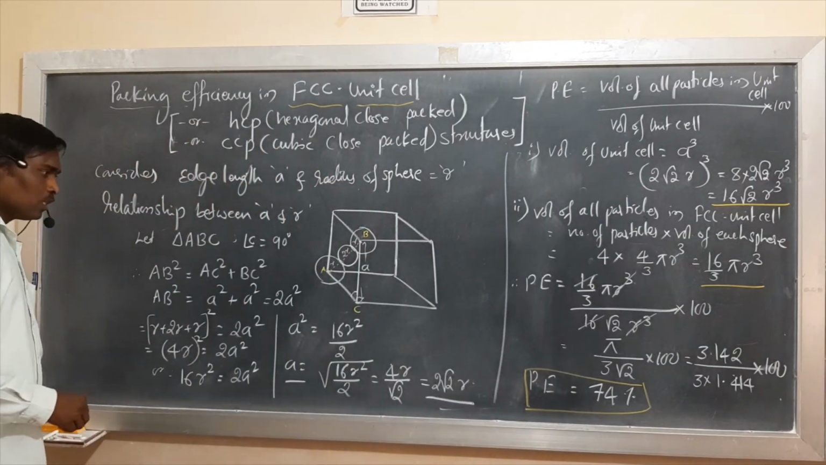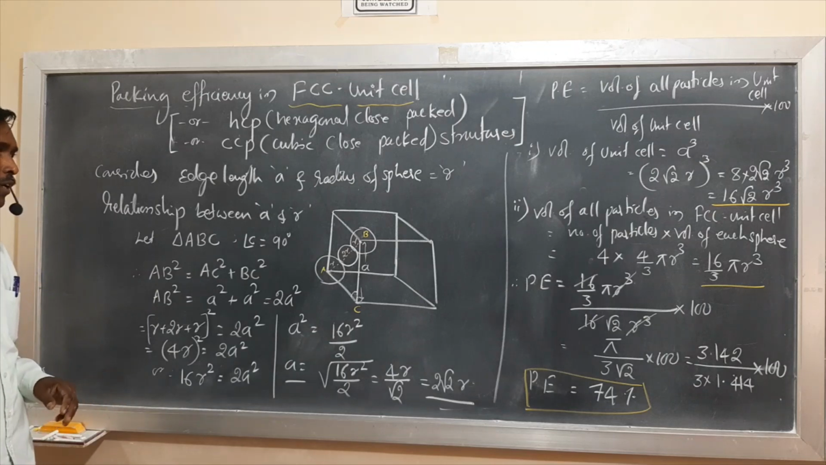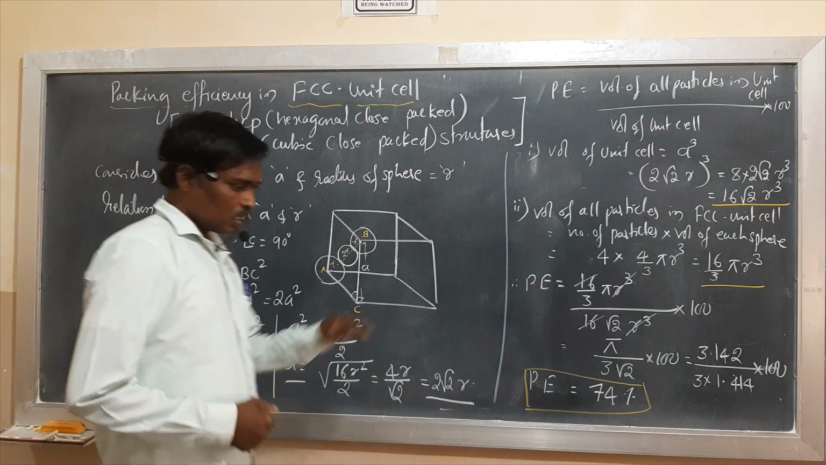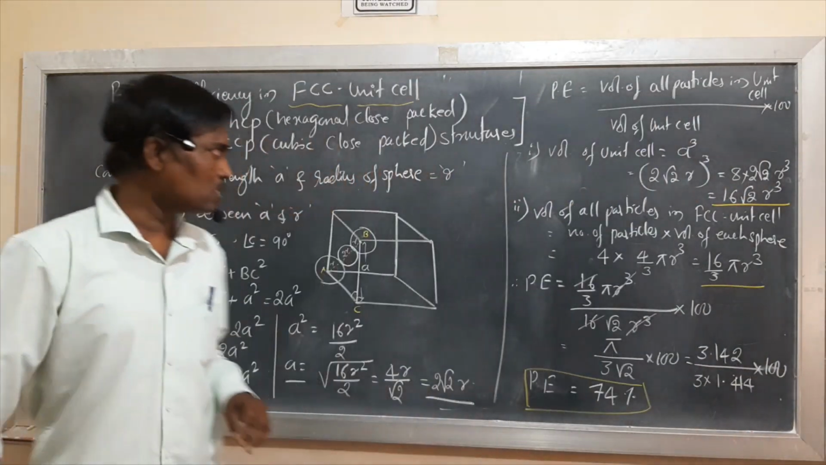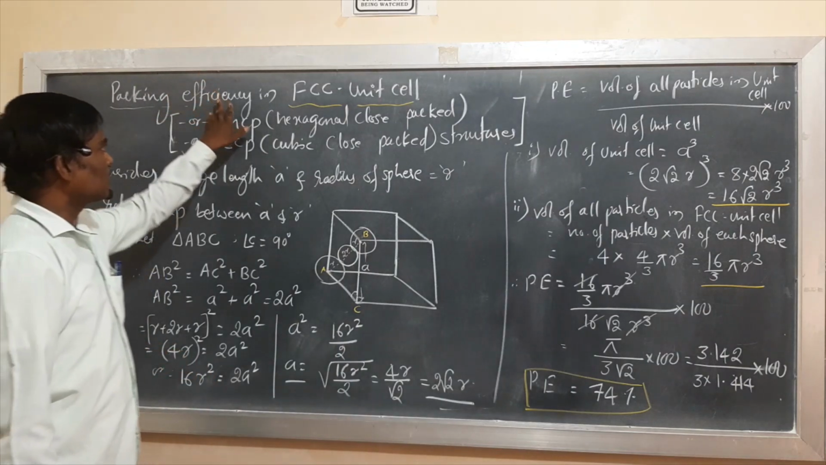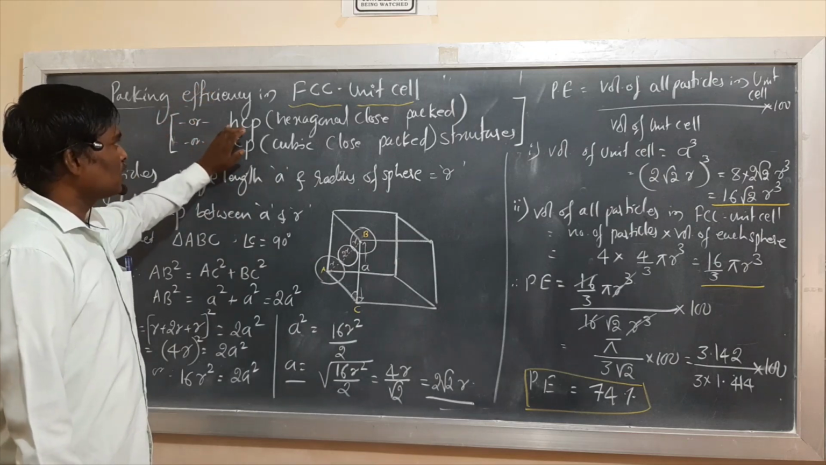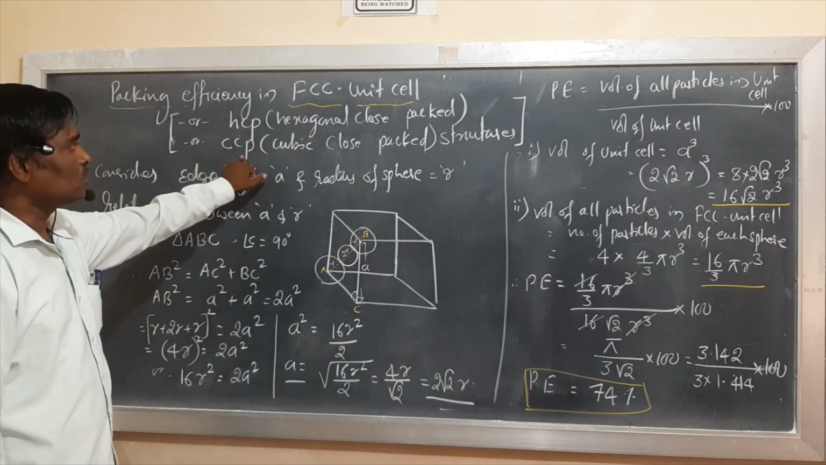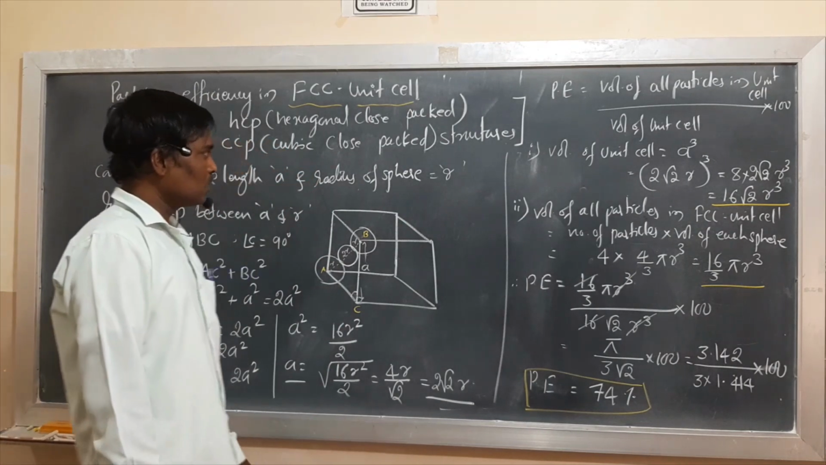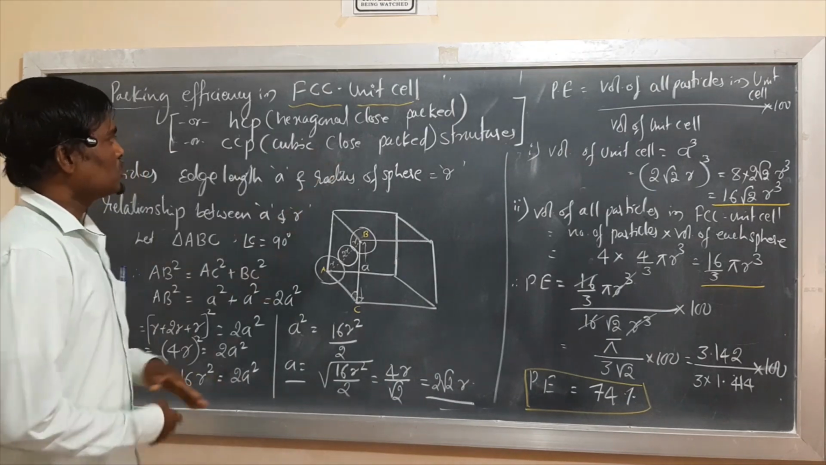That means the total space occupied by the particles in FCC unit cell is equals to 74%. Okay. This is also very important. It is asked many times in your annual exam for 3 marks. So they may ask calculate the packing efficiency in FCC unit cell or calculate the packing efficiency in hexagonal close packed structures or the packing efficiency in CCP structures, that is cubic close packed structures, and the derivation is same for all the 3 types of these structures.